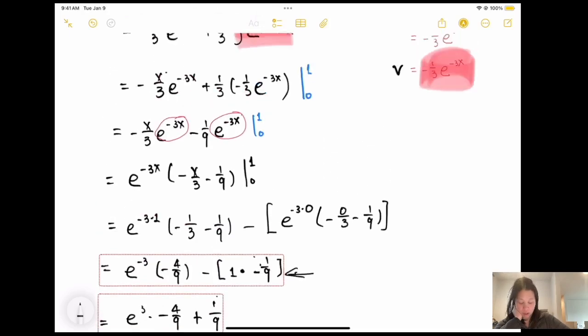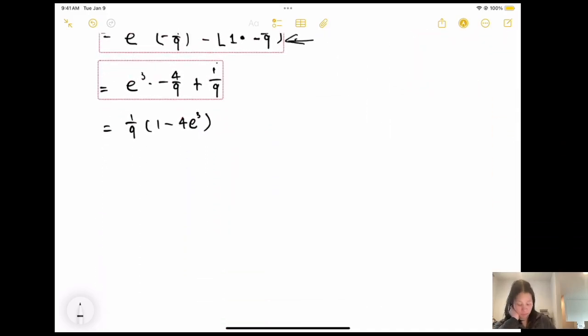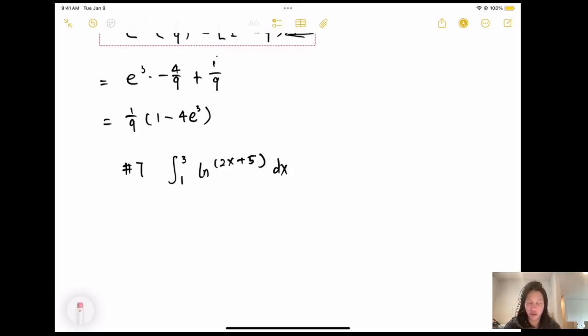All right, next one, let's go over number 7. Number 7, we have the integral from 1 to 3 of ln of 2x plus 5 dx. And this one, although we learned integration by parts, is tricky because it's not two functions multiplied together. We don't always use integration by parts just because we learned it. In fact, this one we're going to use substitution.